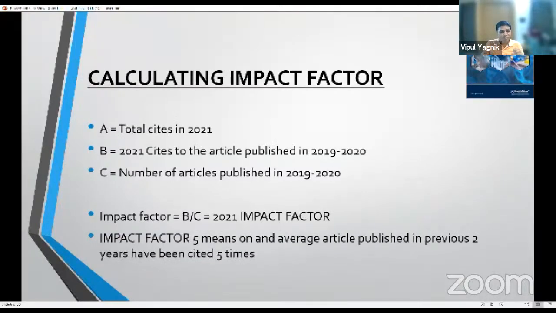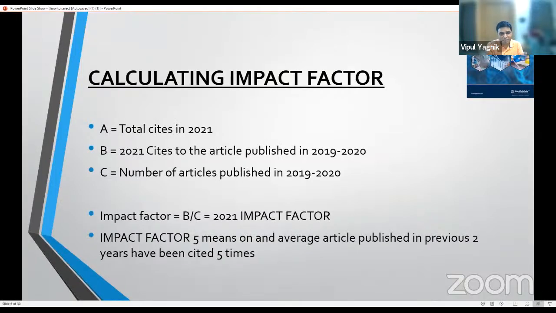Suppose a journal has an impact factor of 5. That means, on average, the articles published in that particular journal during the previous 2 years have been cited 5 times. That doesn't mean each and every article is cited 5 times. Some articles may be cited 0 times also. But if some article is cited 10 times, that will neutralize the effect, and that will give an impact factor of 5.